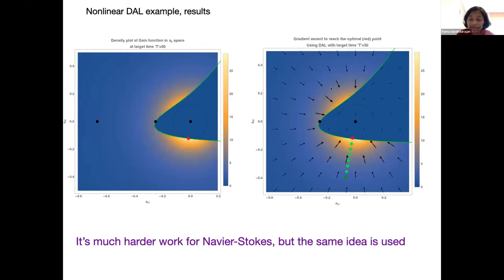Because the gradient field looks like this, you can plot the entire gradient field. And you can see that Harshit, because he was smart, started here. In a few iterations, he's converged to the minimal seed by direct adjoint looping, by walking down this gradient. For each dot, he marched forward in time, backward in time, jumped on the gradient, forward, backward, jumped on the gradient, like that. Given that this itself was so much hard work, it's much harder work for Navier-Stokes, but I've already given you the idea that there is a lot more hard work to be done. But the exact same idea is used over there.